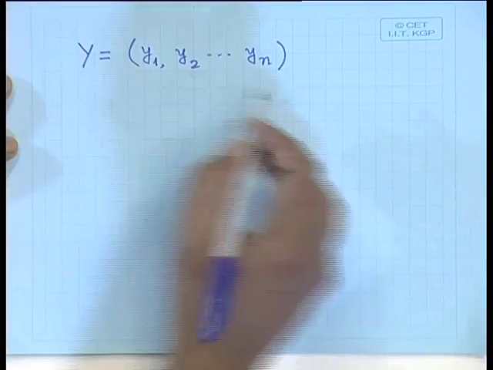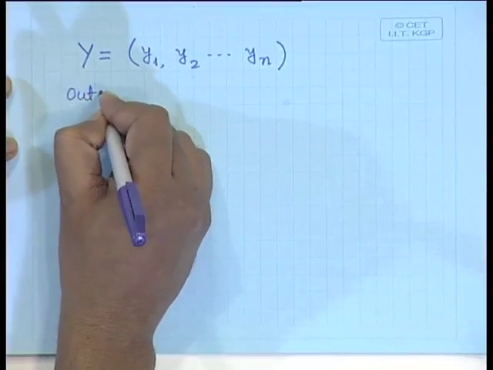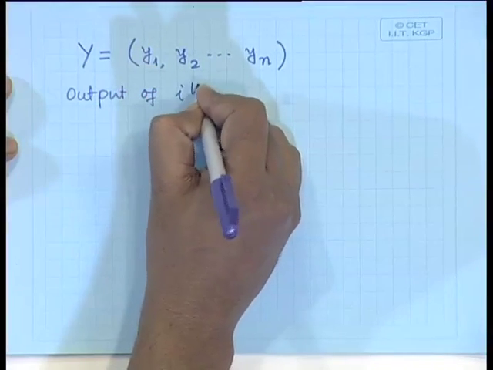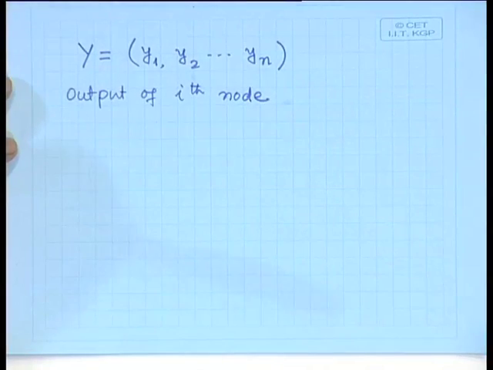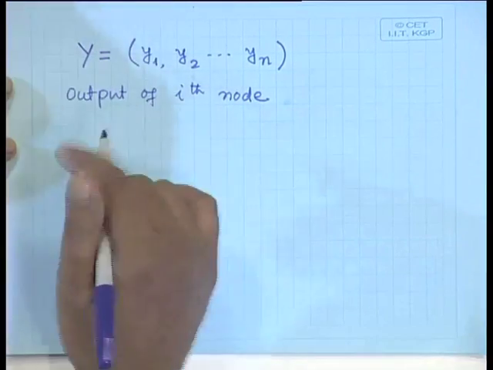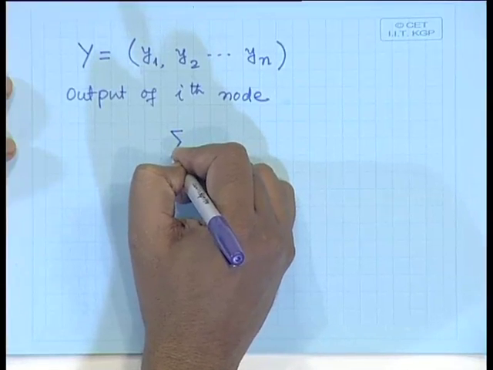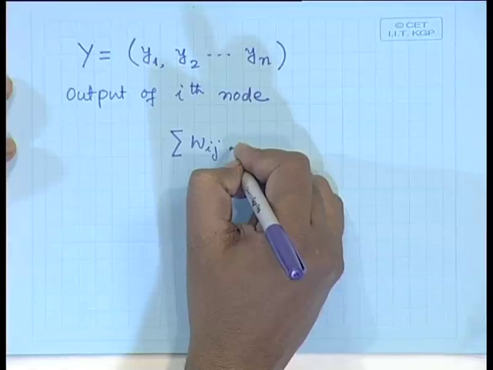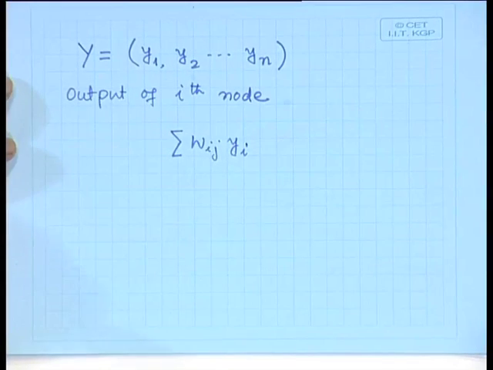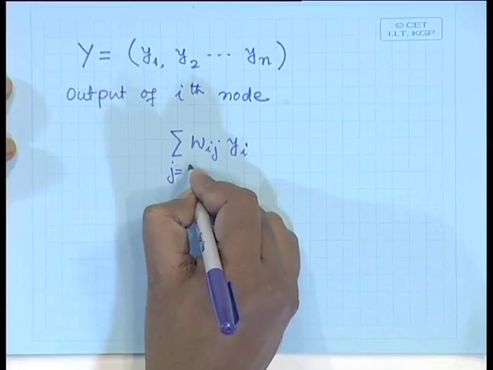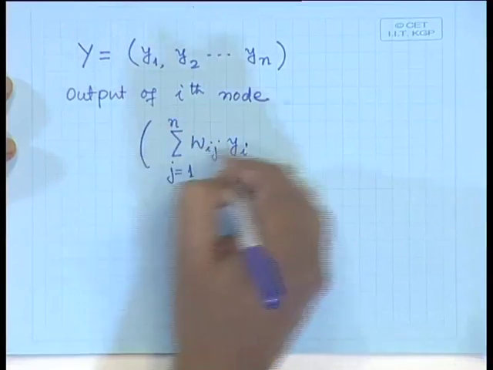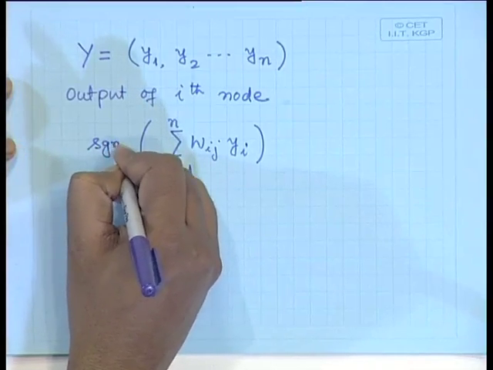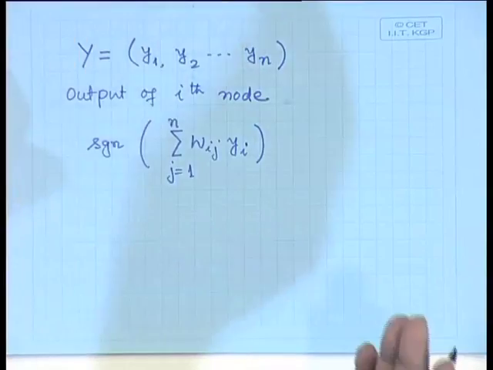And given this, the output of the ith node will be either plus 1 or minus 1, and this output will depend upon the sign of the sum of wij times yj, for j varying from 1 to n. If it is greater than 0, then the output of the ith node will be plus 1. If it is less than 0, the output of the ith node will be minus 1. That will be repeated many times during the iteration, and finally, it will converge.